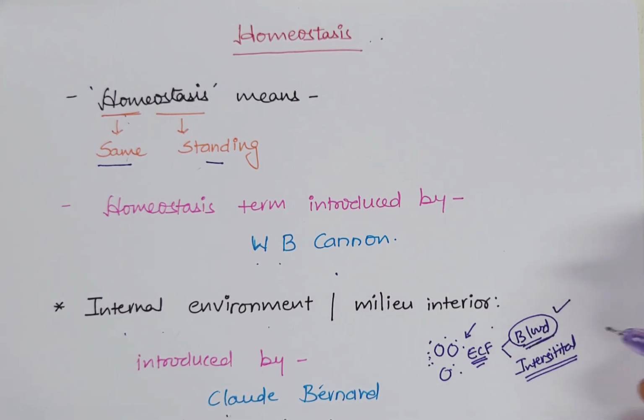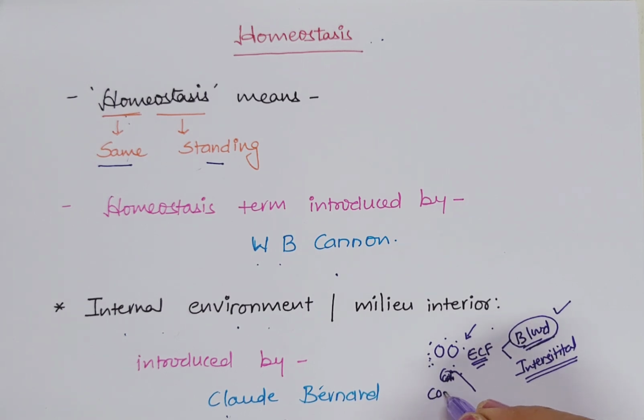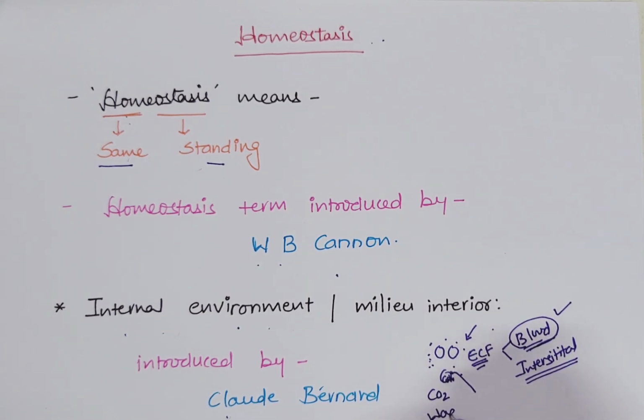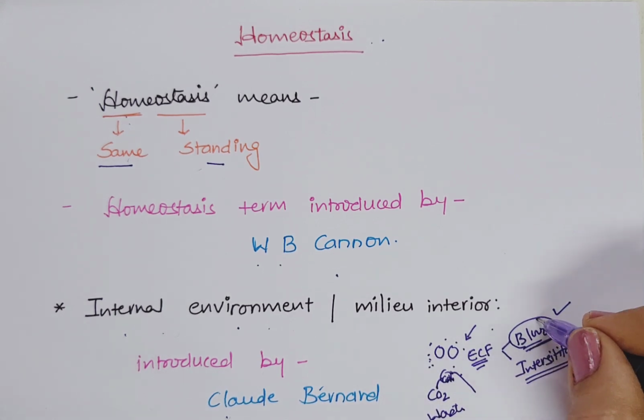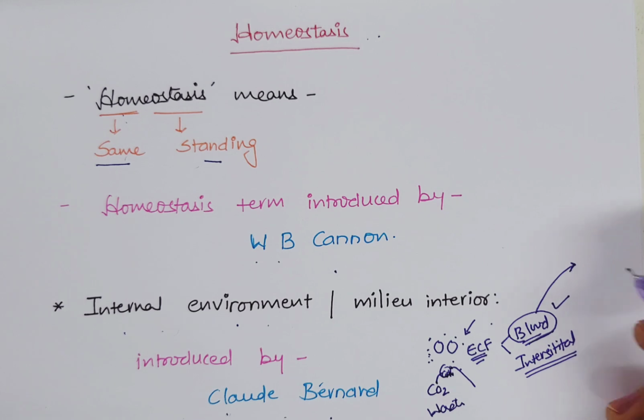Another important thing here is, suppose our cell requires glucose. How does our cell get its glucose? From this extracellular fluid, which is known as internal environment. Suppose our cell produces carbon dioxide or waste products. These are excreted into this extracellular fluid, interstitial fluid and blood, and transported to the excretory organs. So this is the importance of internal environment.